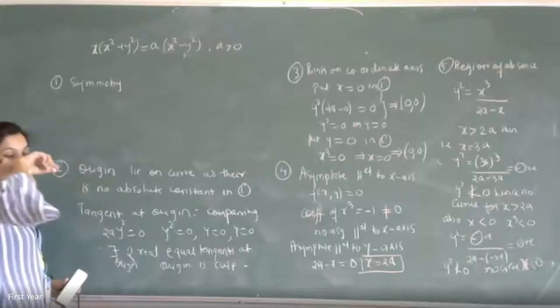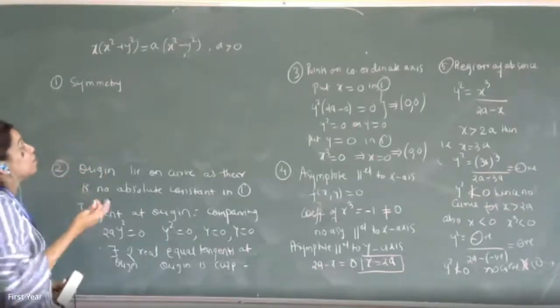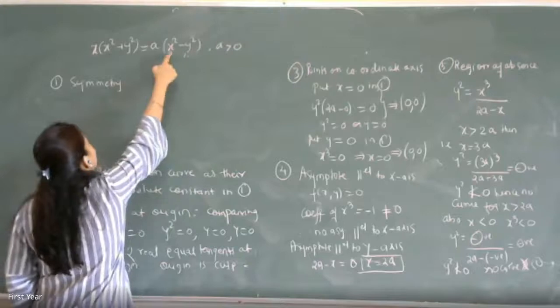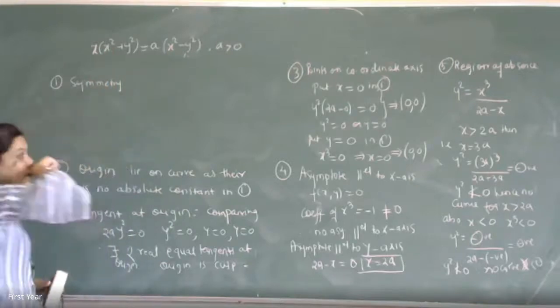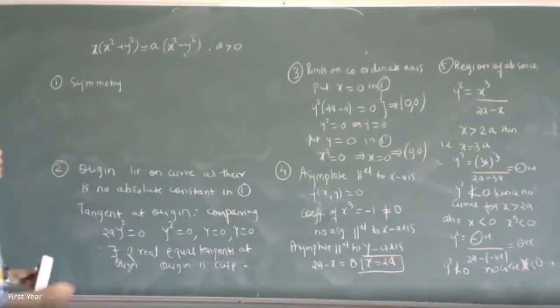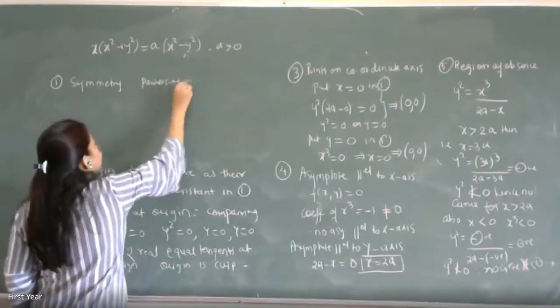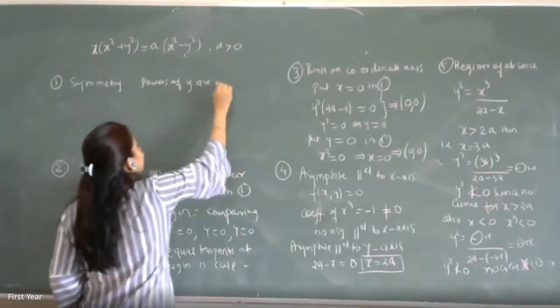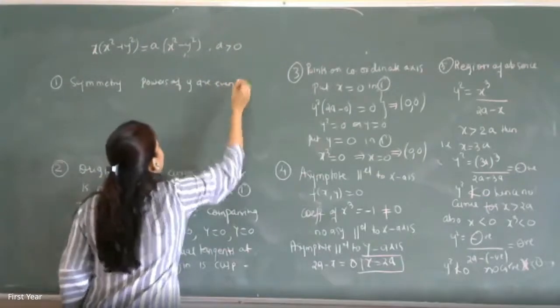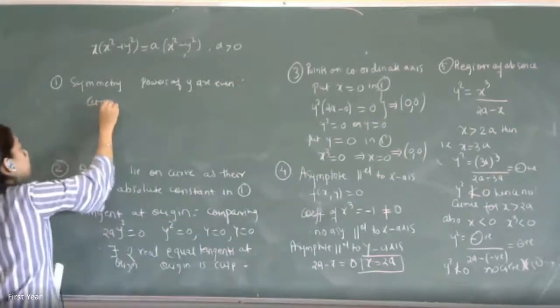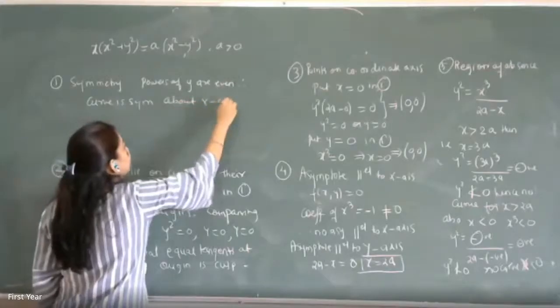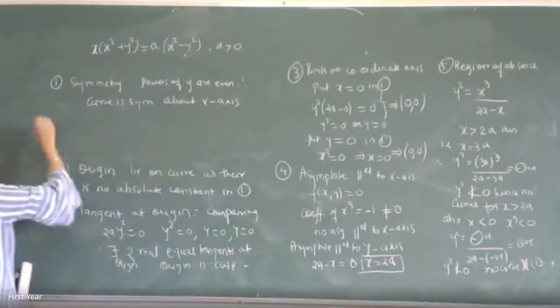So everyone is clear, because the powers of y are even. Powers of x seem even here, but here it is x into x square, which is 3, it's odd. Therefore, only the powers of y are even. Therefore, the curve is symmetric about the x-axis.